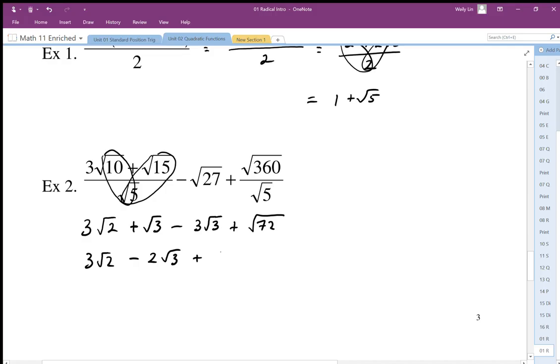Here we're going to factor out the 36. So 36 times 2. Square root of 36 is 6. So this becomes 6 square root 2. And then we can combine the like radicals. This is counting root 2s. We have 3 of them here. This is counting root 2s. We have 6 root 2s here. So we're going to end up with a total of 9 root 2s. And then we're going to take away 2 root 3s. These are not compatible, so we just have to leave it as such.